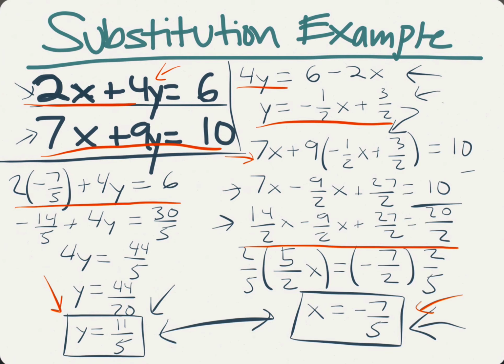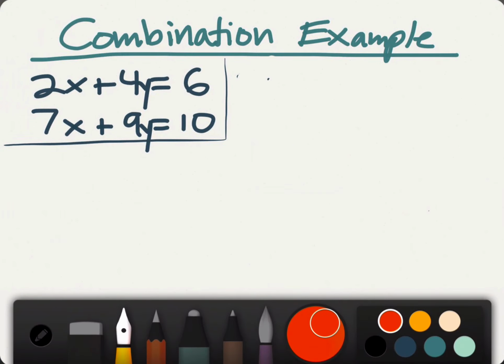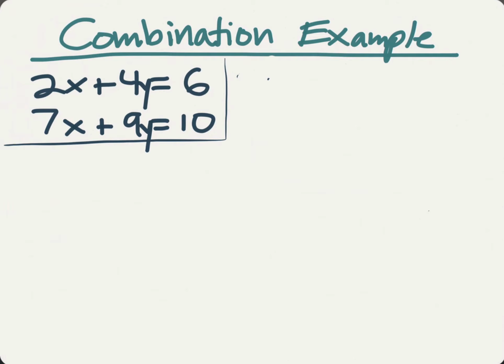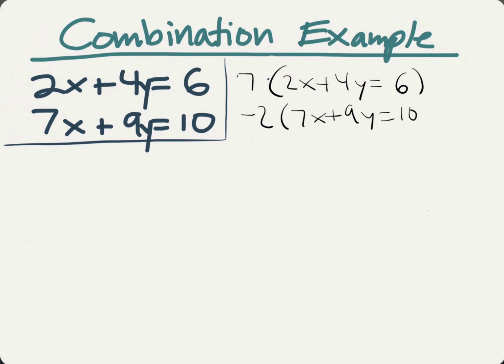So it's a very long process, but here's an easier process, and this will make a lot more sense when you actually see me doing it. So we have these two equations, and the goal of combination, like I said earlier, is to add both of the equations together while simultaneously canceling out one of the variables so that you can solve for the other. So here's what I'm going to do. I'm going to multiply the top by 7. So 7 times 2x plus 4y equals 6. I'm going to multiply the bottom by negative 2. So 7x plus 9y equals 10. And then all I'm doing is distributing.